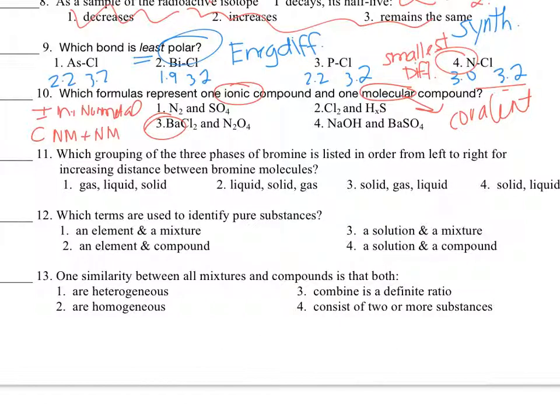Number 1 is 2 covalent or molecular. Number 2 is also 2 molecular compounds. And number 4, these guys are polyatomics, so they are ionic. So that can't be our answer either.